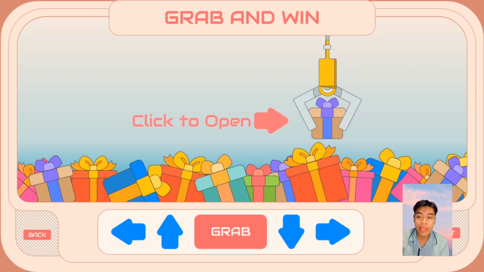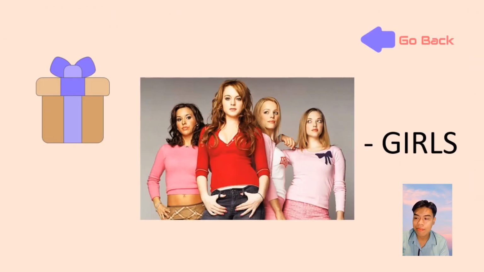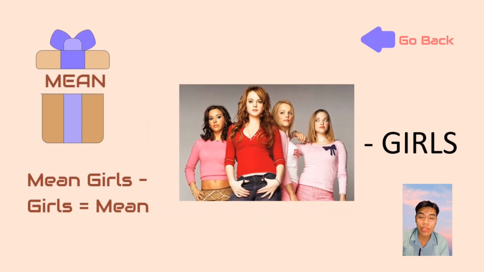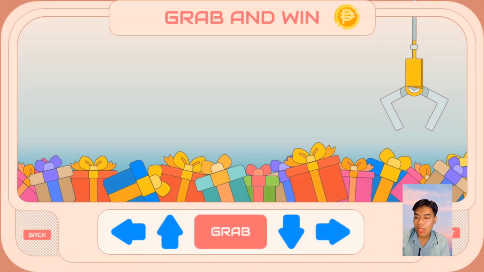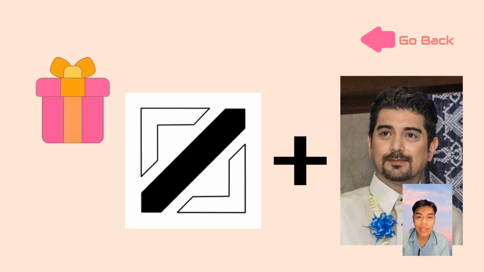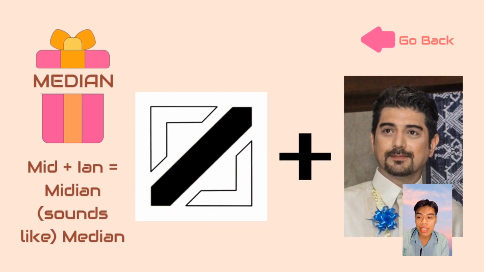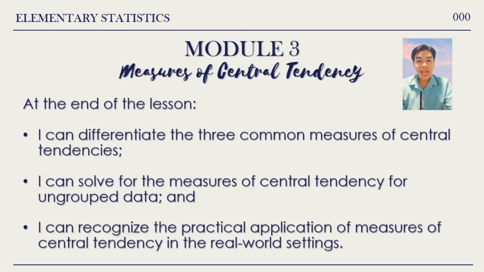How about this one? The correct answer is mean. Mean girls minus girls is equal to mean. Let's try another one. What do you think is the answer? The correct answer is median. Mid plus ian is median, which sounds like median. Okay, so that's it. Let us read our learning outcomes.